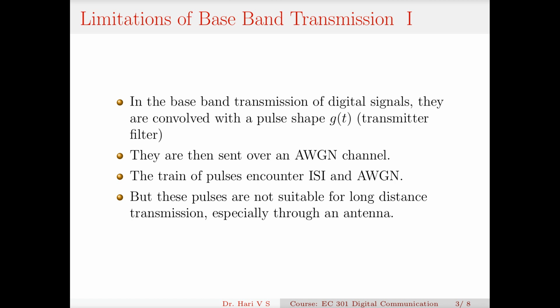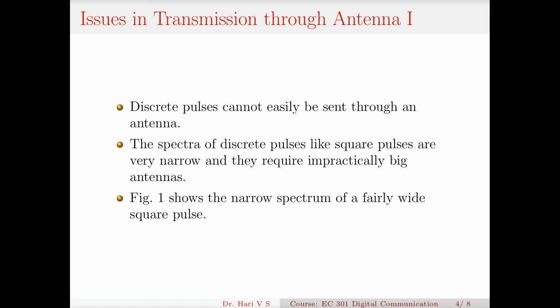But these sequences of pulses or trains of pulses cannot be used for long distance transmission, especially through an antenna. So an antenna is a very important component in any communication system. Any communication system invariably has an antenna, both transmitter and receiver antennas you have. But discrete pulses cannot easily be sent through an antenna. Why? Because the spectra of discrete pulses like square pulses are very narrow, and they require impractically big antennas.